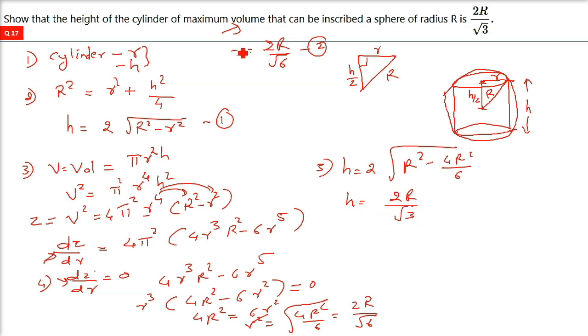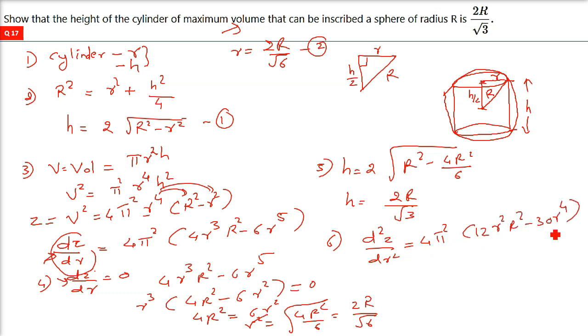Now this actually solves the question, but the scenario here doesn't stop, because you have to show the examiner that this volume is actually maximum. So d2z by dr square has to be done, and in any way you have to show that it is going to be negative, because negative corresponds to maximum value, positive corresponds to the minimum value.